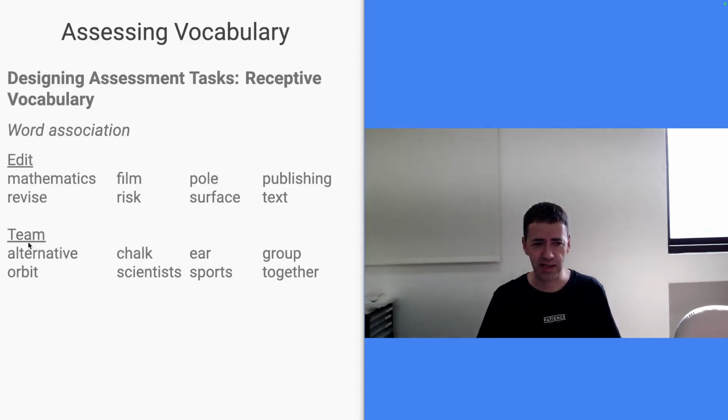Same with this one, team. Team could be related to scientists, it could be related to sports, it could be related to together. But in this case, group is the best choice. So it's a little bit different way of assessing the meaning of words and whether the students know. But I think this one's a little dangerous because if I don't clearly know what I'm doing, I might choose sports, right? Sports team.